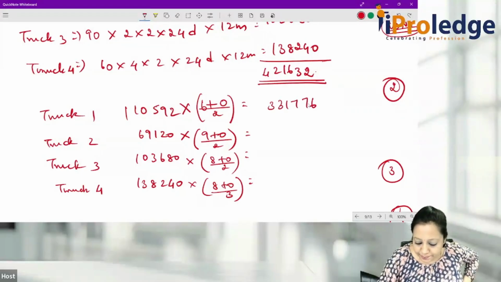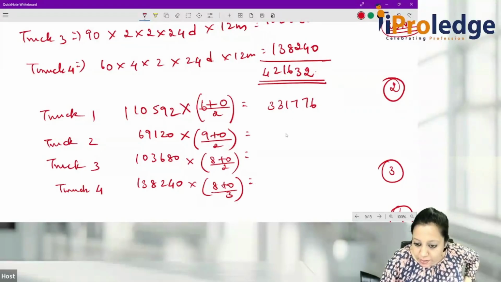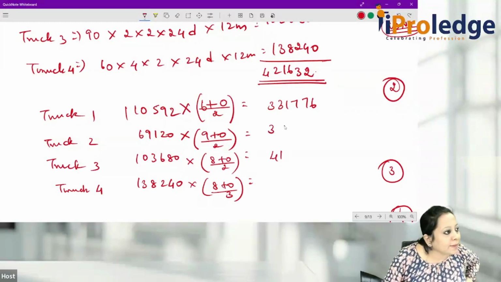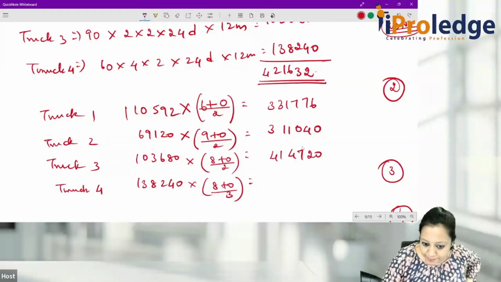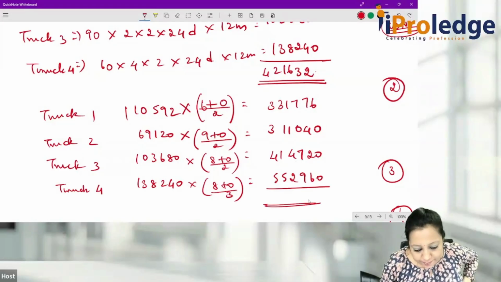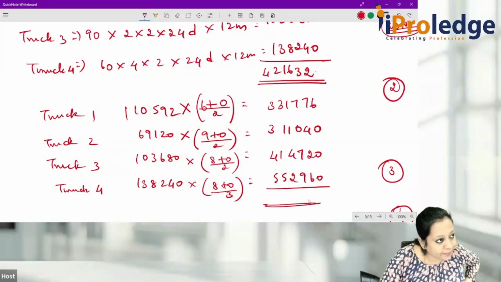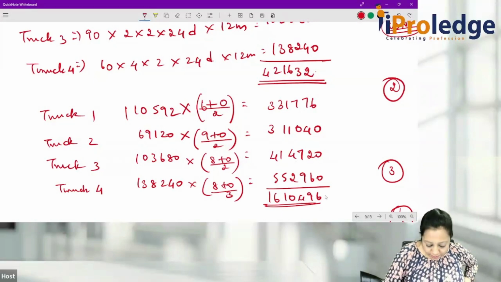Thank you, dear. This is 3 lakh 9,040. Okay. Thank you. 38 to 40 into 5 lakh 52,960. Okay. 4 lakh 14,720 plus 3 lakh 11,040 plus 331,776. So 16 lakh 10,496. Yes.